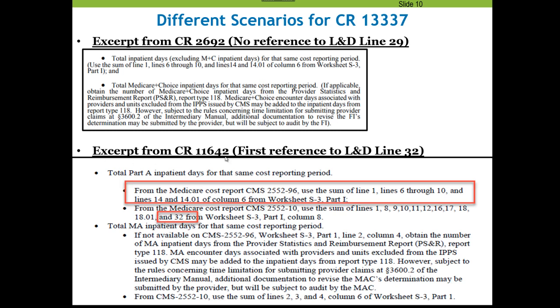Down in CR 11642, this is the first time they reference line 32 for labor and delivery days. Notably, that's just for the CMS 2552-10 form set. Even in this new CR, they did not bring in line 29 for labor and delivery days under the 2552-96 form set. So again, the point is, labor and delivery only appeared after 11642. It did not exist in the old CR, even though the cost report reported it.